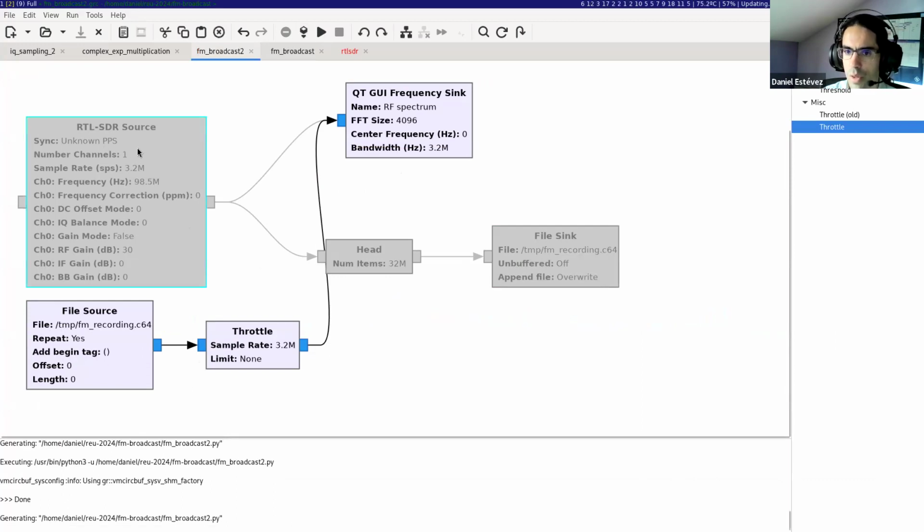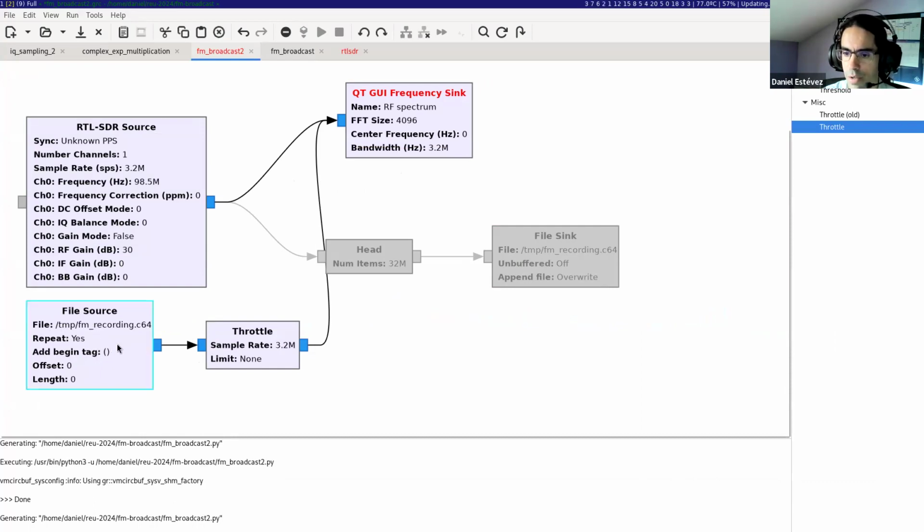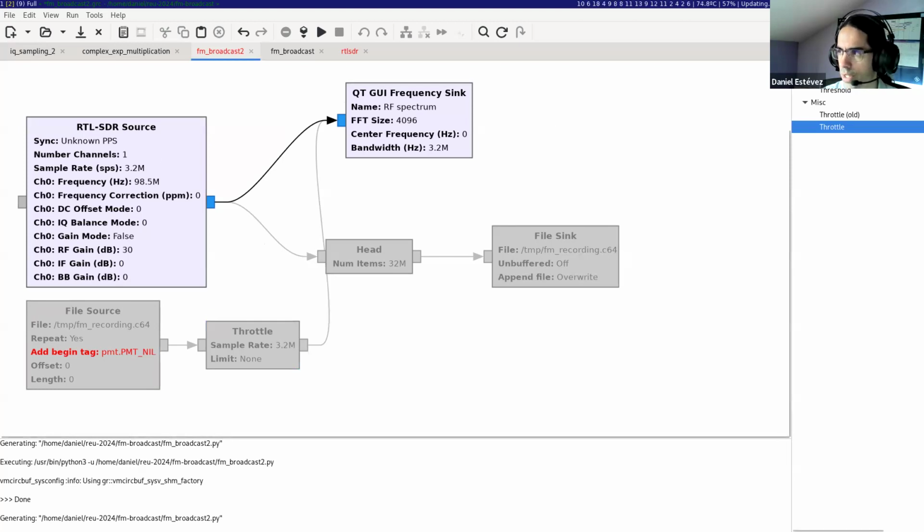So those of you with the RTL SDR can follow along this part of the tutorial using the RTL SDR. Those of you without the RTL SDR can download the file, use the file source, and usually a throttle block, although it will not need it at the very end. I will mention why. So basically you have these two alternatives.